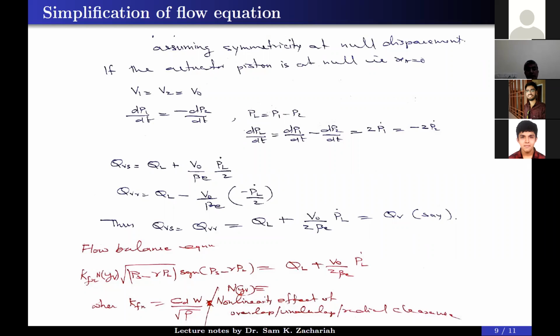Now I am going to use that compressibility equation and do some simplification of the flow equation. The reason, or how I can do the simplification, is by assuming two cases. One is symmetricity of the entire hydraulic system. Another is assuming that we are moving only a small amount with respect to the null condition.